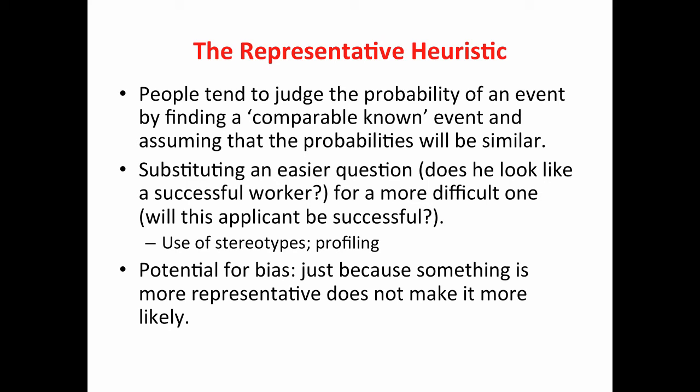this should be familiar to you from notions of stereotyping and profiling. Okay, we judge the probability of something by how well it matches a stereotype or prototype that we have. So profiling of drivers, okay, profiling of individuals is basically based on the representative heuristic as well. There's potential for bias, obviously, because just because something is more representative does not make it more probable, does not make it more likely.